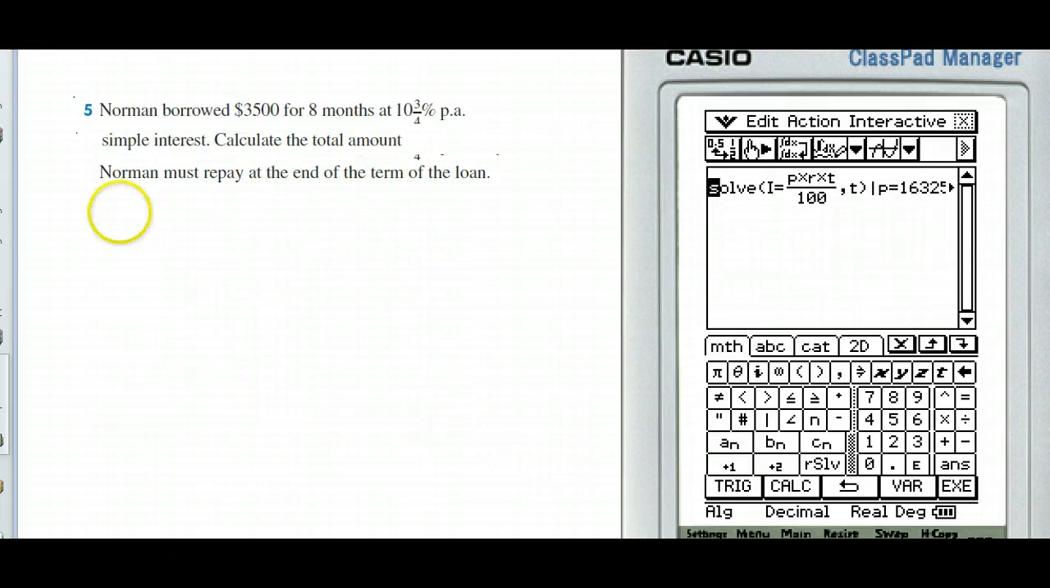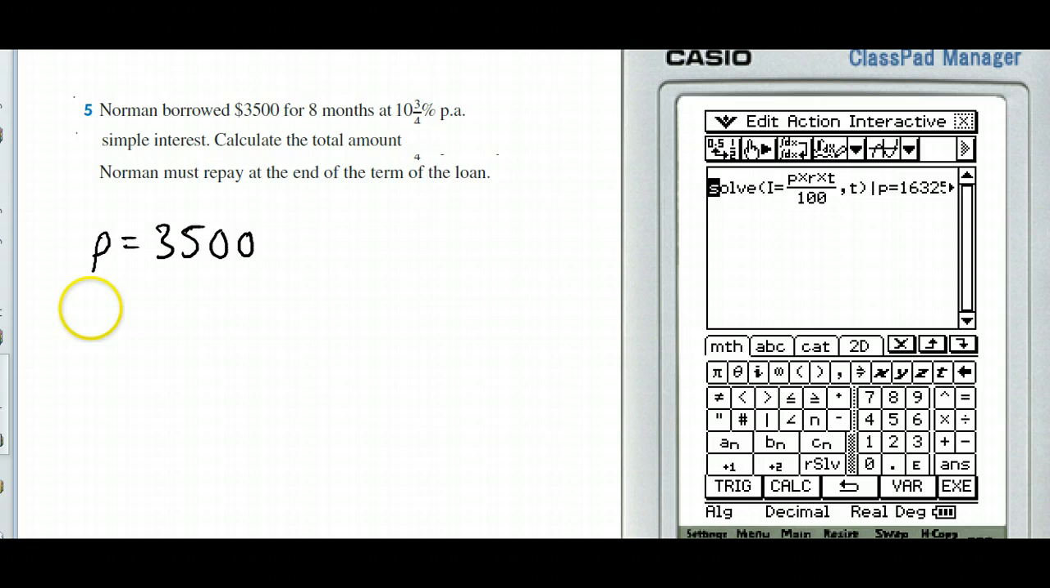Okay, in question 5, Norman borrowed $3,500 for 8 months at 10.75% per annum, simple interest. Calculate the total amount Norman must repay at the end of the term of the loan. Okay, so at the beginning, Norman's got P, he borrows P equals $3,500.